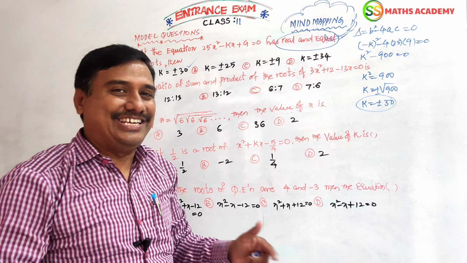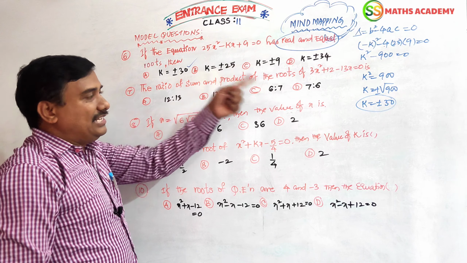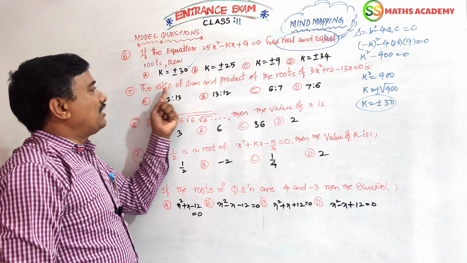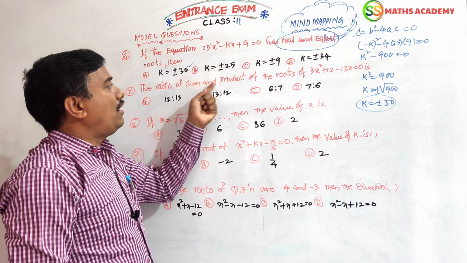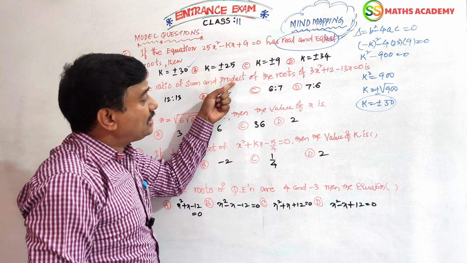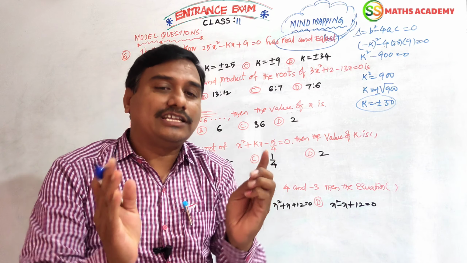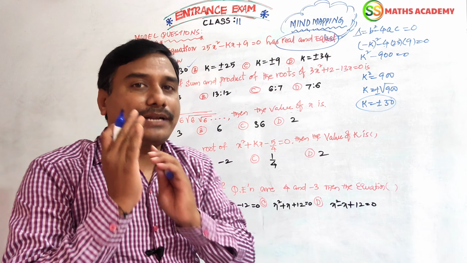Easy or odd? Very easy. And next question. Very easy, no? Next question: the ratio of sum and product of the roots of this equation. First we have to find the roots. Then after that we have to do sum and product.